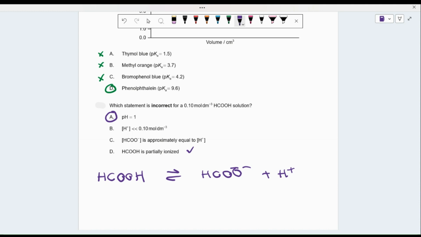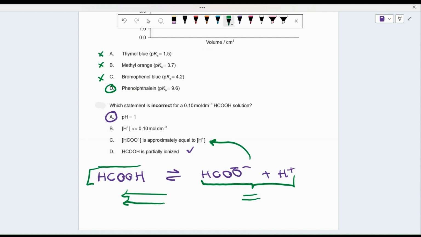Now, because it only partially ionizes, it means that the equilibrium will lean far, far that way. So we'll have a lot of this. And these we'll find are pretty equal in concentration. So yes, this refers to that. And if we have a lot of this here, it means that the concentration of hydrogen ions will be lower. So B is also correct. So yes, the answer is A.